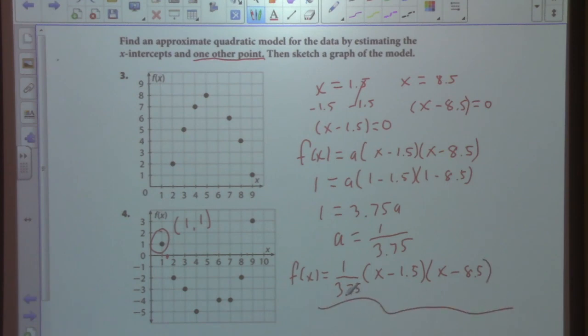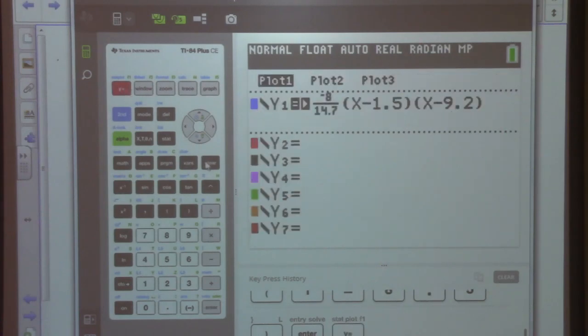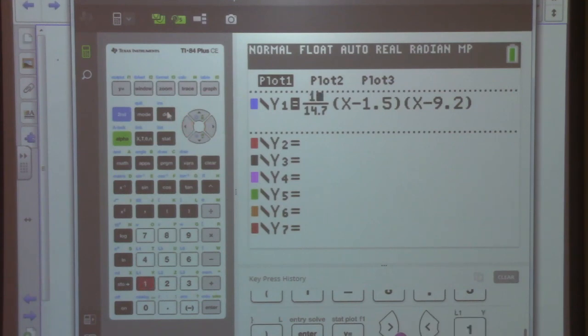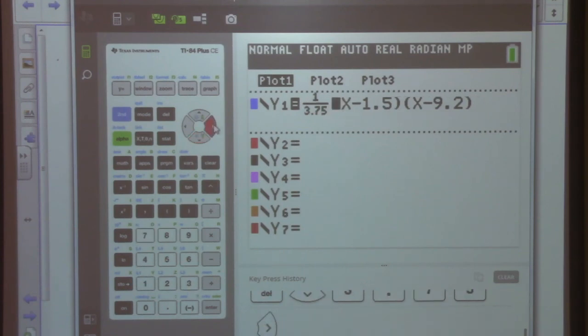Now, I hope you see that Jaden was caught a little bit flat-footed on there, but what did he do? He just went with it, right? So we can do that. I used different numbers again. Oh, did you? Okay. Well, we'll just see how well it fits here. So what do you have? 1 over 3.75, and then x minus 1.5, and then x minus, was it 8.5? Yeah. We should get it just fine, shouldn't we?